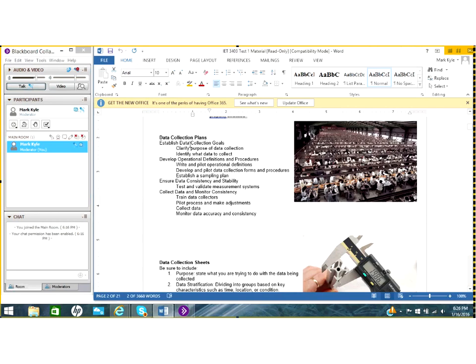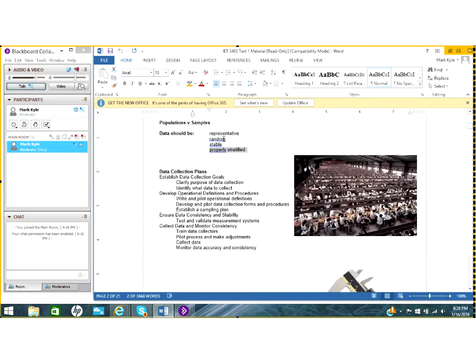I'm not going to go too deep into this, but when you're doing data collection plans, you should establish your data collection goals. And in doing that, you should clarify the purpose of the data collection and identify what data to collect. And that goes back into your random data, representative data, stable data, and properly stratified data.